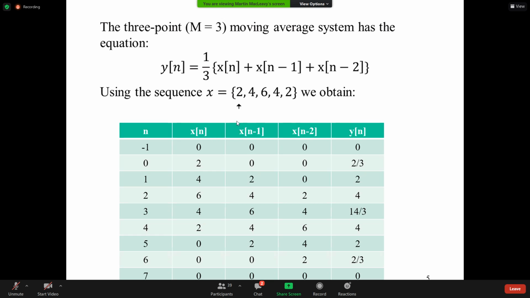In the next step forward, we will already have one past value here, which is 0 now, and then our 2, 4, 6, 4, 2, and we step through. Okay, so our output y of n is just going to be the sum of these values, x of n, x of n minus 1, x of n minus 2, divided by 3. So here, 2 divided by 3, 4 plus 2 divided by 3 gives us that, and so on.